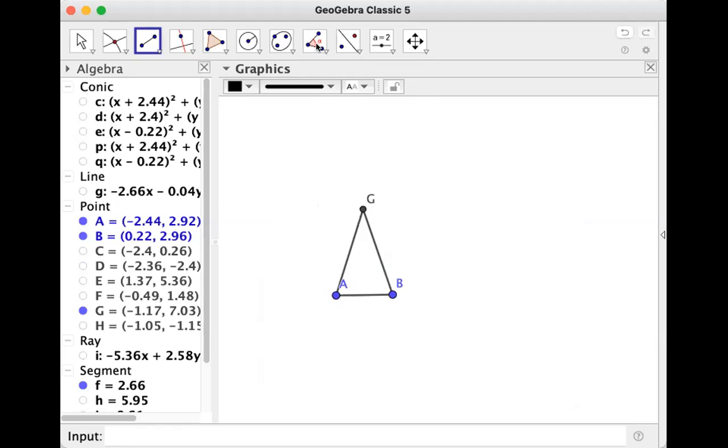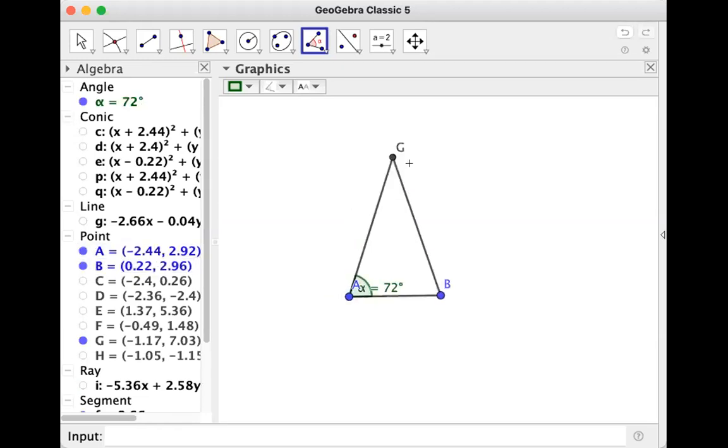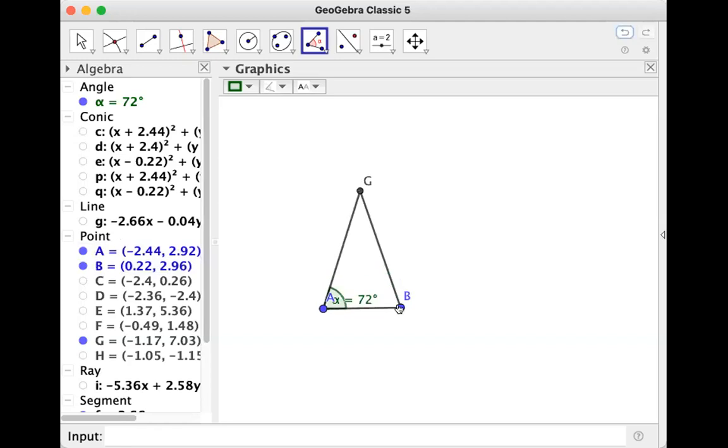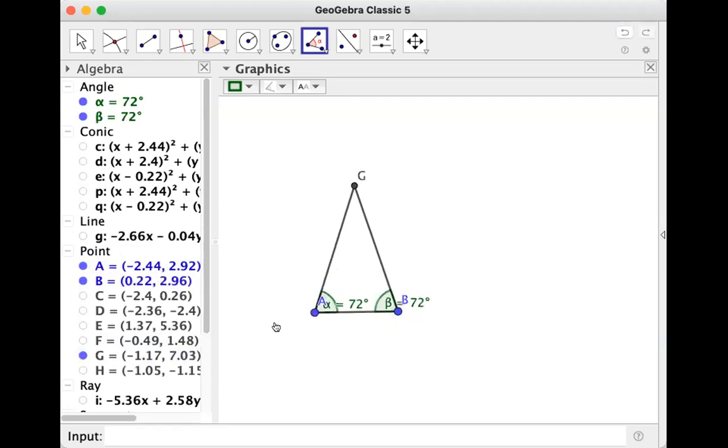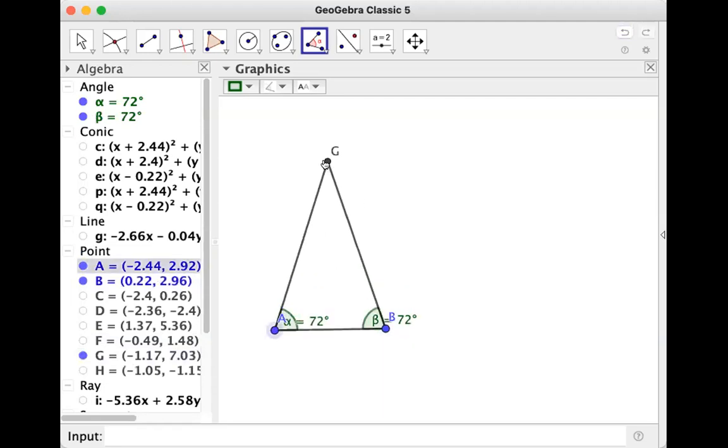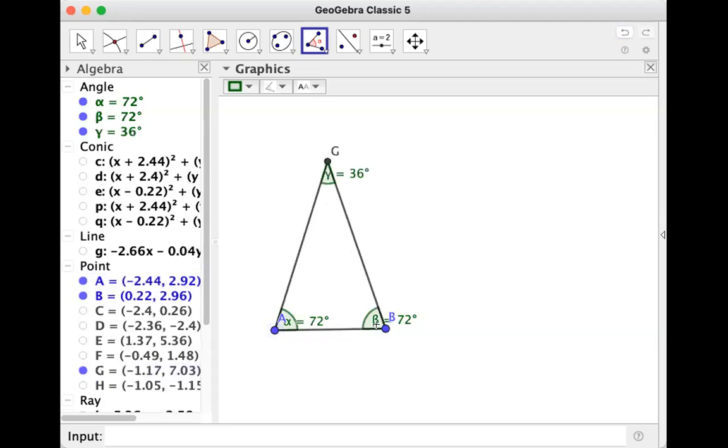And in case you're wondering, did this work? 72 degrees. Wrong way. 72 degrees. 36 degrees. So it did work.